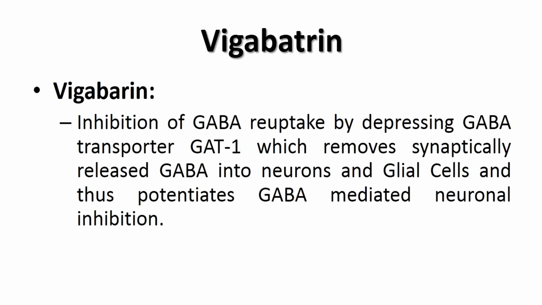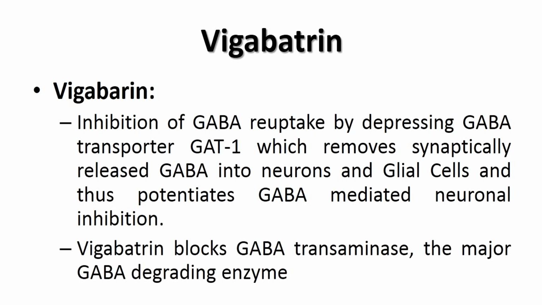To see further, Vigabatrin causes inhibition of GABA reuptake by depressing GABA transporter GAT1. This removes synaptically released GABA into the neurons and glial cells, and thus potentiates GABA mediated neuronal inhibition. Vigabatrin also blocks GABA transaminase, which is the major GABA degrading enzyme. So, major mechanism is inhibition of GABA reuptake. How does it inhibit? By depressing the GABA transporter GAT1, and also it blocks GABA transaminase, the major GABA degrading enzyme.